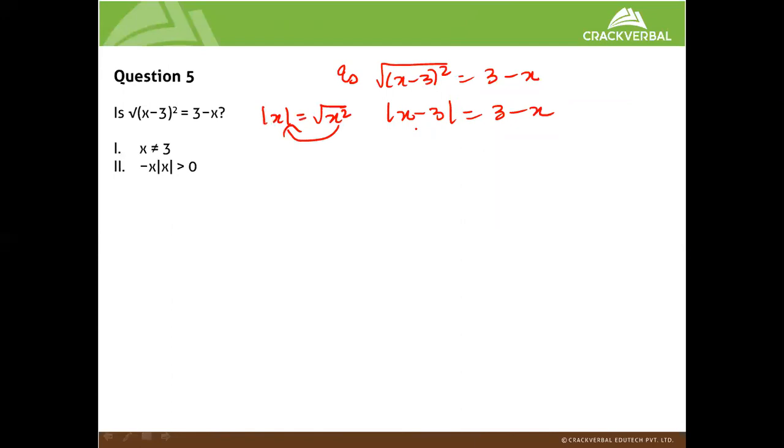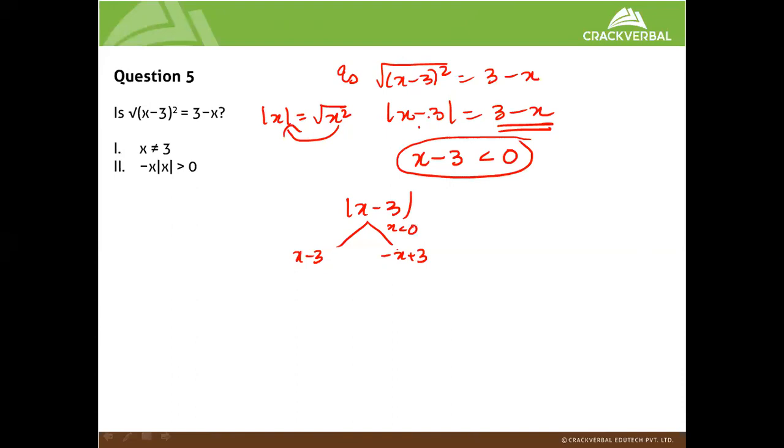And now think logically. For mod of (x minus 3) to be equal to 3 minus x, x minus 3 has to be negative. Because mod of (x minus 3), if I split it open, I'm going to get x minus 3, and I'm going to get minus of (x minus 3). This is when x is less than 0. So for me to say that mod of (x minus 3) is equal to 3 minus x, x minus 3 has to be less than 0. So keep this in mind, okay? Agree with me on this, guys? All of y'all okay with what I'm saying?